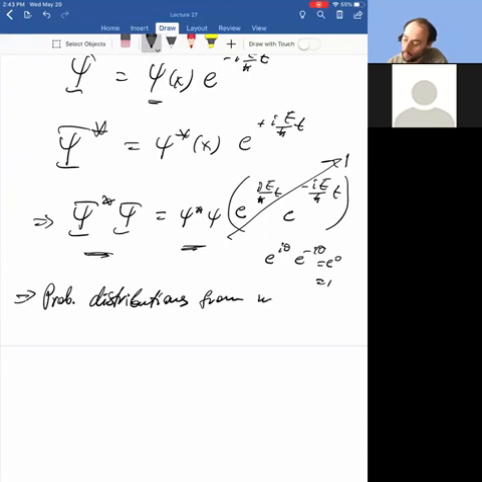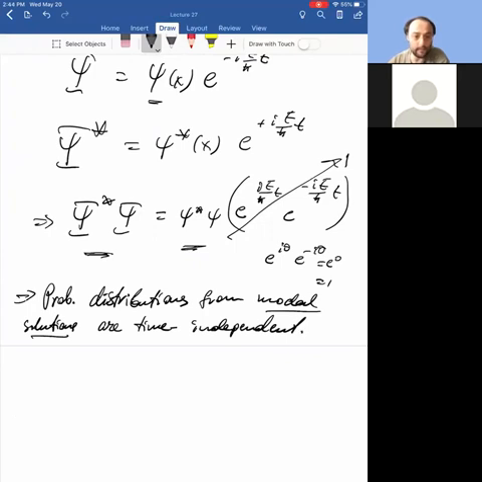From modal solutions, only from modal solutions, are time independent, okay? And as a result, all the averages produced by these distributions from each particular modal solution will be time independent.